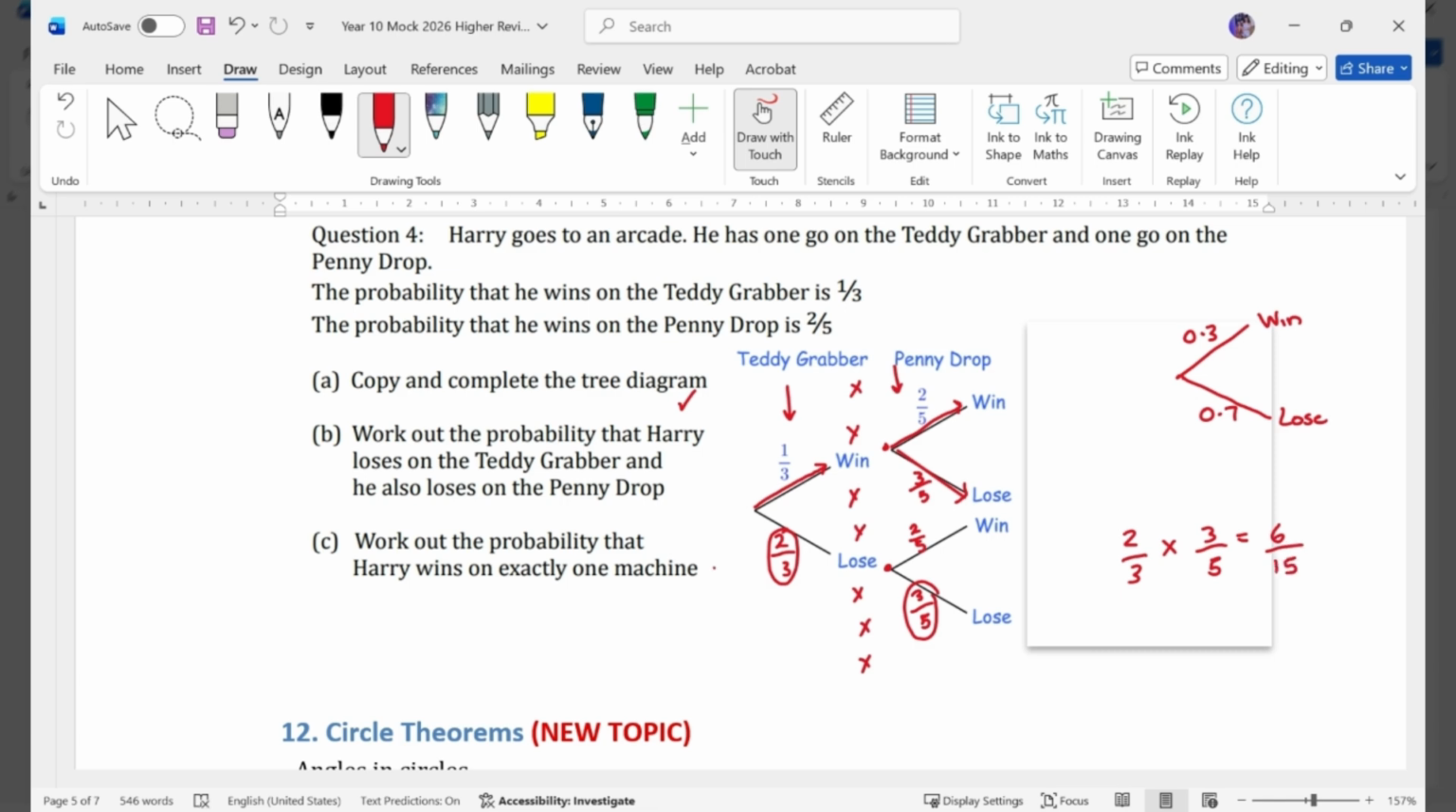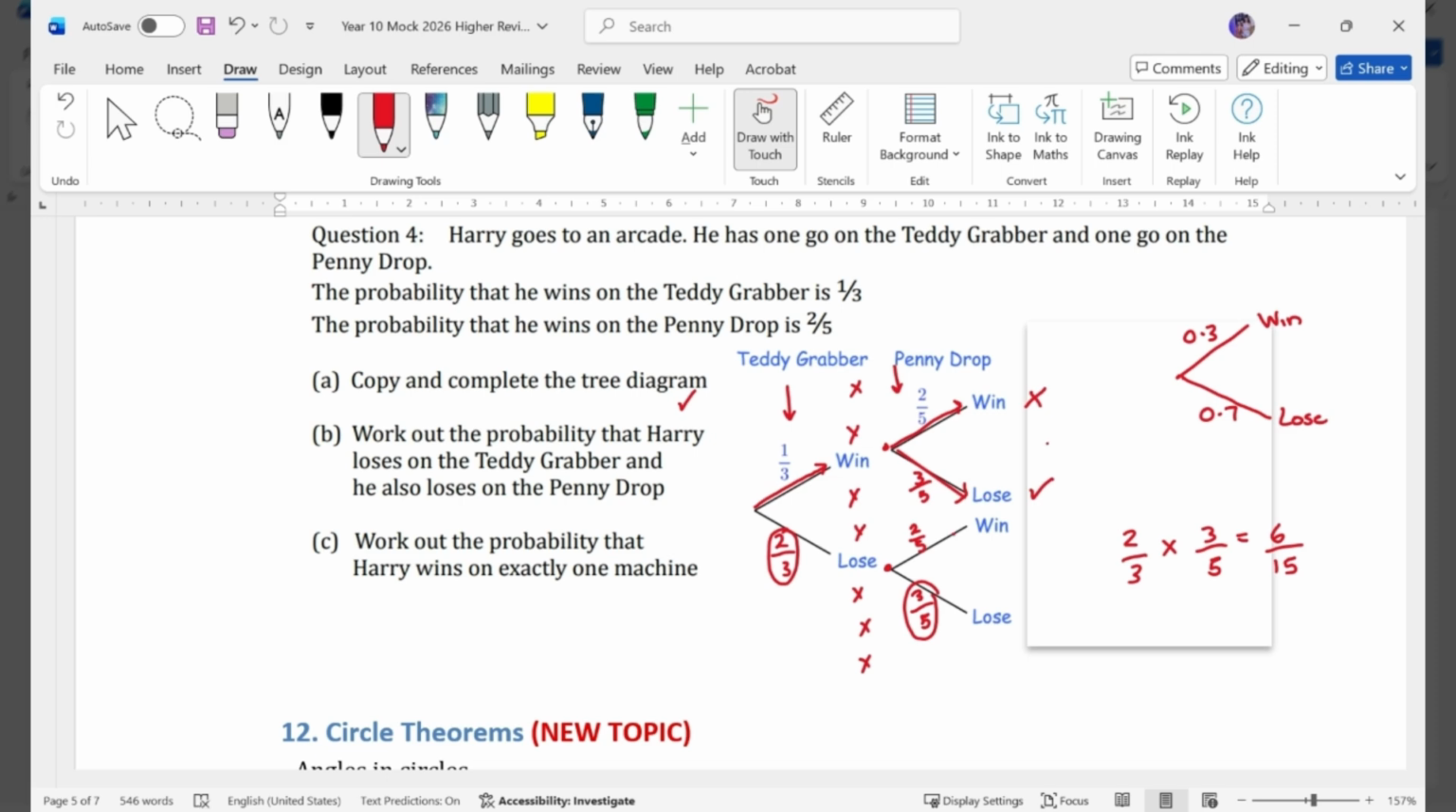Now slightly harder. What's the probability that he wins on exactly one machine? Remember, this is combinations now. If he wins and then wins, has he won exactly one machine? No, he's won 2, so forget that. If he wins the teddy grabber and loses the penny drop, he has won one of them. If he loses the teddy grabber but wins the penny drop, then he has won one of them.